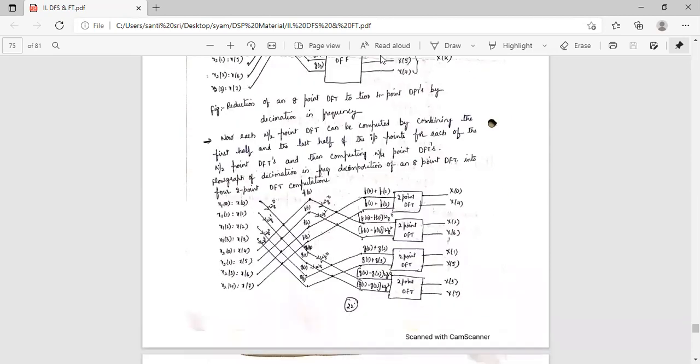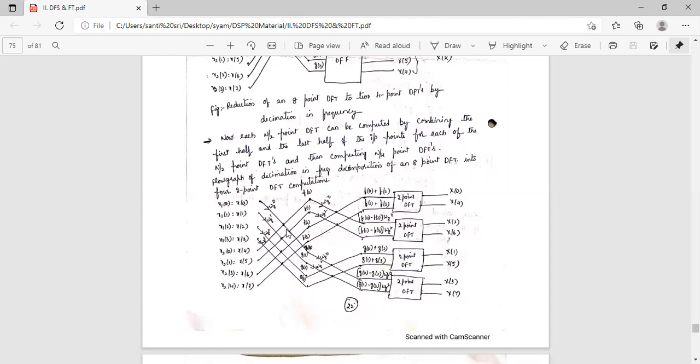Now each N by 2 point DFT can be computed by combining the first half and the last half of the input points for each of the N by 2 point DFTs, and then computing N by 4 point DFTs. So these are N by 2 point DFTs, then N by 4 point DFTs. The flow graph of decimation in frequency decomposition of an 8-point DFT into four 2-point DFT computations is like this. So this is the 8-point DFT. After that, two 4-point DFTs, and these will be decomposed into four 2-point DFTs like this.